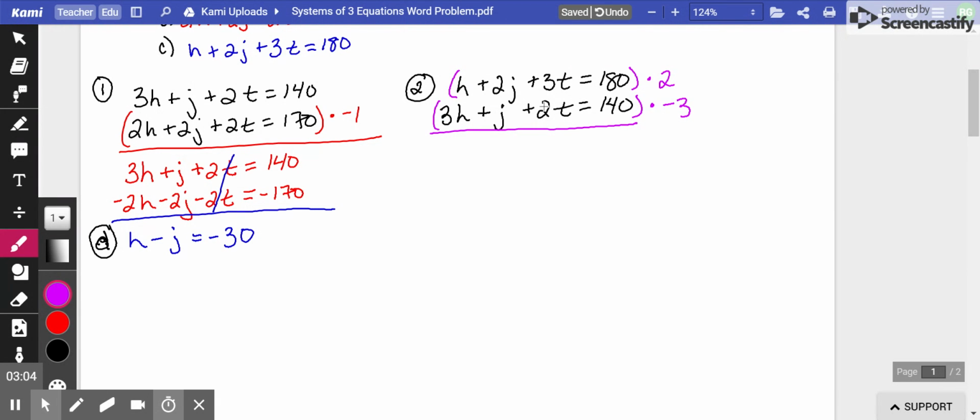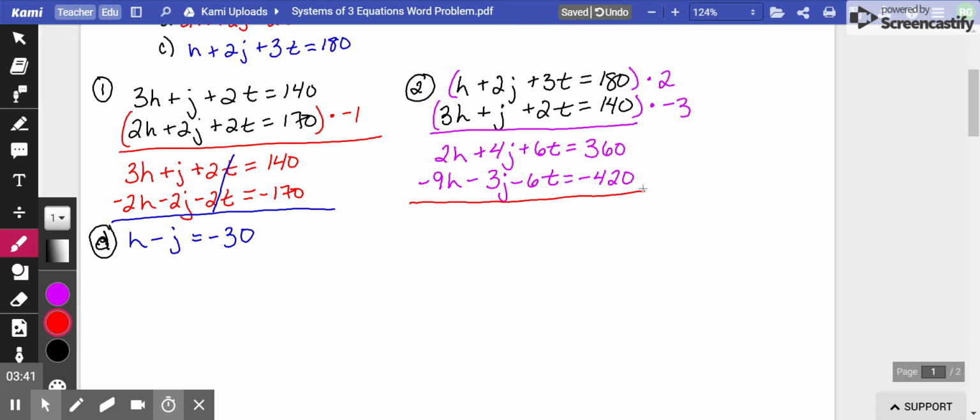Again, distribute those to every term in each equation. So 2 times h is 2h. 2 times 2j is plus 4j. 2 times 3t is plus 6t, equals 2 times 180, which is 360. For the bottom equation, -3 times 3h is -9h. -3 times j is -3j. -3 times 2t is minus 6t, equals -3 times 140, which is -420.